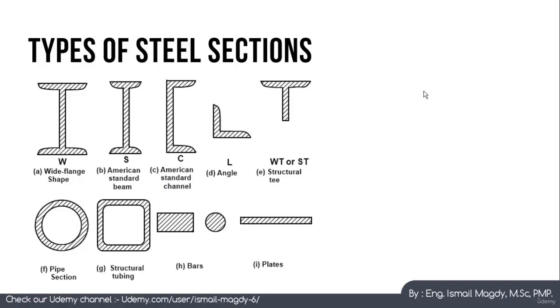Steel structures come in many different shapes, as you can see here. There are W, which is wide flange shape, S, which is the American standard beam, and C, the American standard channel, and angles, and hollow sections, hollow pipes, and also plates, many different shapes. In this course, we are going to be focusing mainly on the wide flange shape, which we are going to be using during our design of the beams and for the columns.